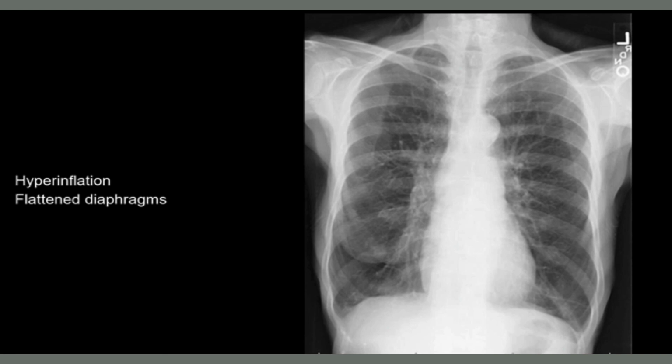So this is a typical chest X-ray for a patient with COPD. You can notice hyperinflation where they have thin ribs that are more visible. Also some flattened diaphragms without the humps that you would usually expect.